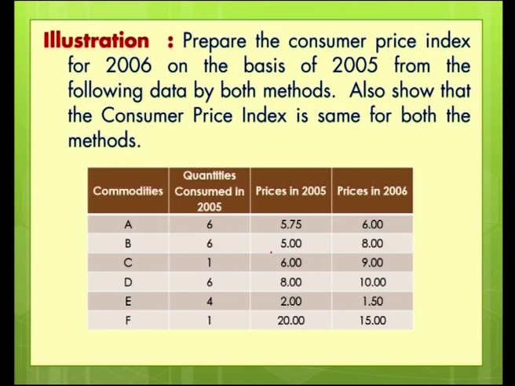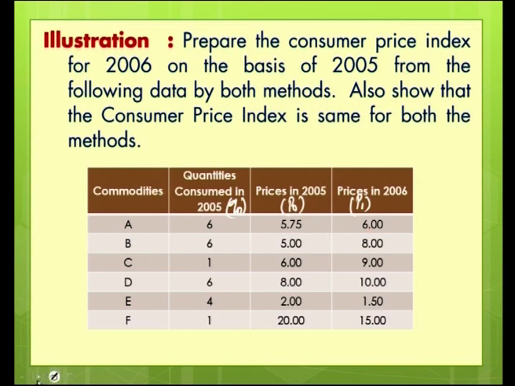That is when you talk about the commodities A, B, C, D, E, F like food, clothing, house rent etc. The quantities consumed in the year 2005, that is these are Q0 values and these are P0 values and these are P1 values. Quantities consumed in the year 2005 for the commodity A is 6 and the price in the year 2005 for the commodity A is 5.75. And the price of the same commodity in the year 2006 is 6 rupees.